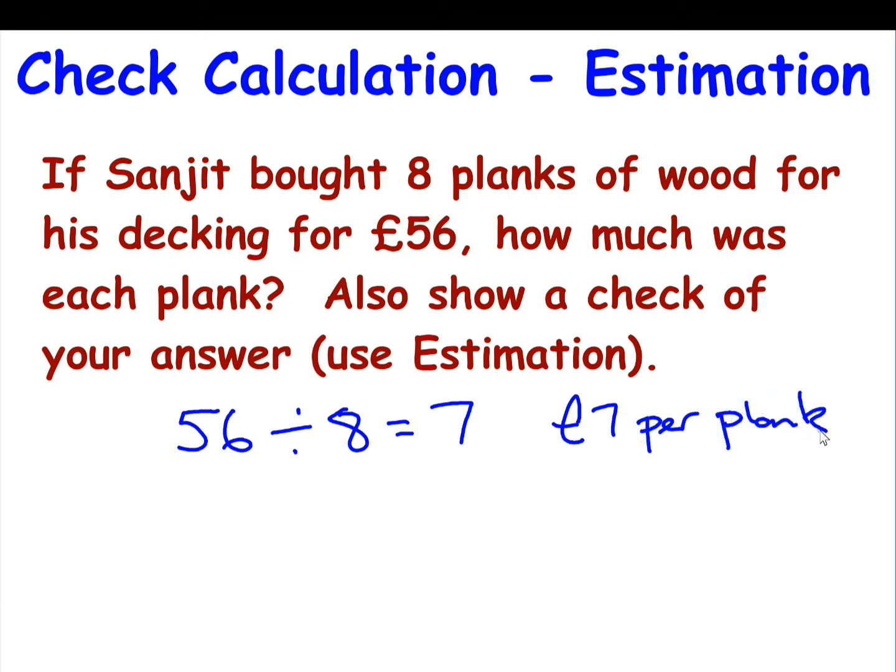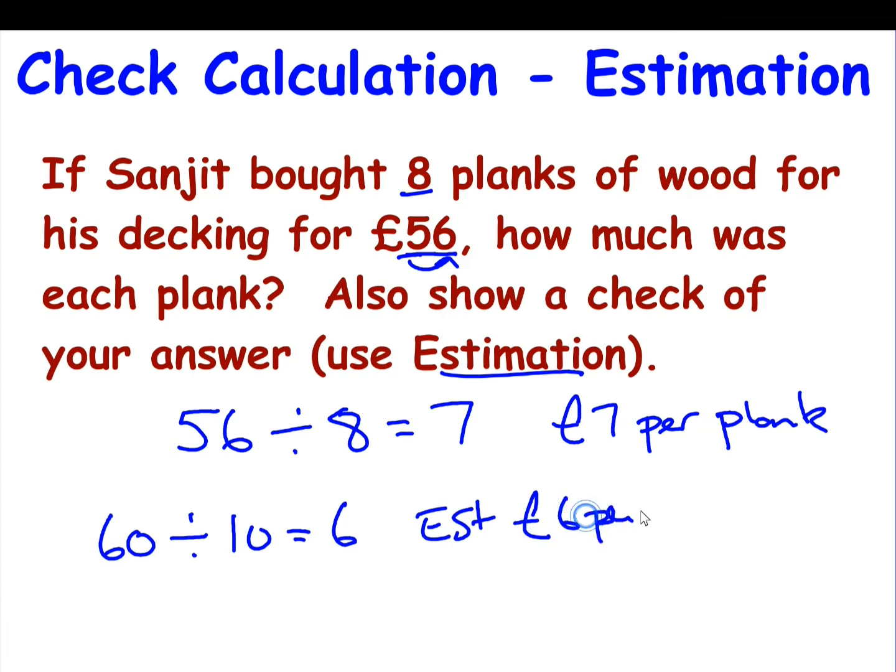Now it's asking to do our estimation check of a calculation. So we had 56, which we can round to 60, and 8 planks we can round to 10. So 60 divided by 10 is 6. So our estimation is £6 per plank. So it's in the right ballpark for the £7, which was the exact calculation. And that's the whole point of estimation and checking calculations, that you're in the correct ballpark with your answer.